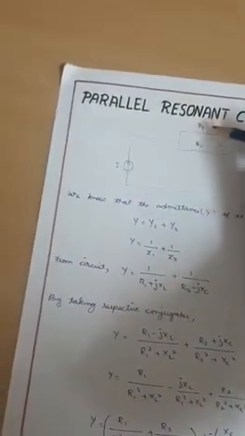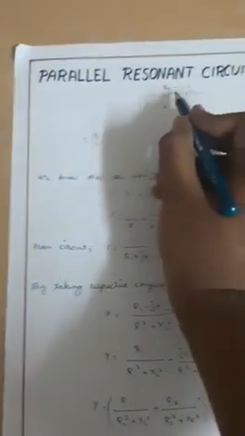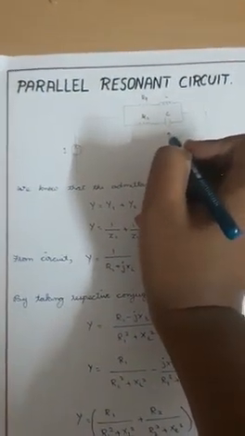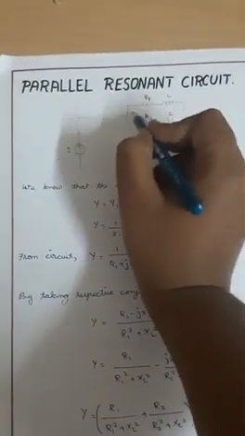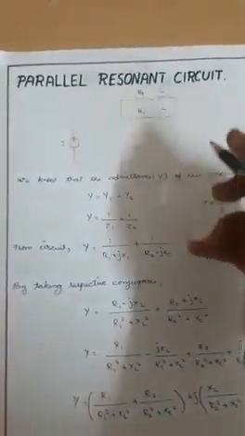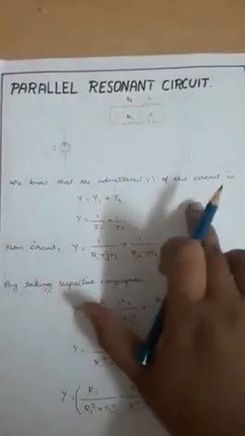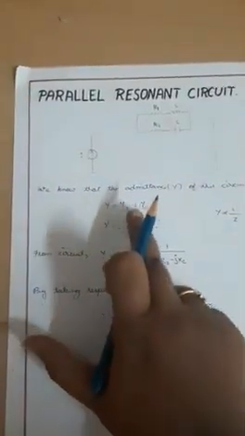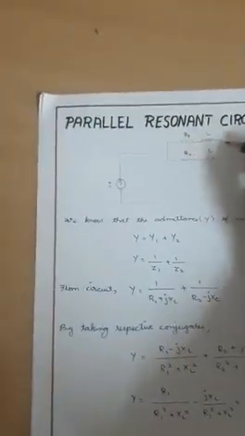In an AC circuit, we call the resistance impedance, and in DC we call it resistance. So in a parallel resonant circuit, to find the current flowing through the inductor and the capacitance, we need to know about the admittance of the circuit. We know that admittance Y of the circuit is Y equal to Y1 plus Y2, because two branches are present, so Y1 plus Y2.